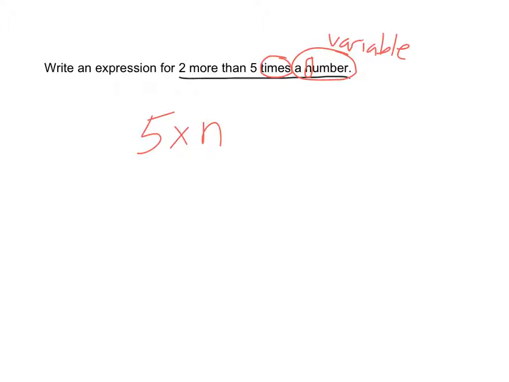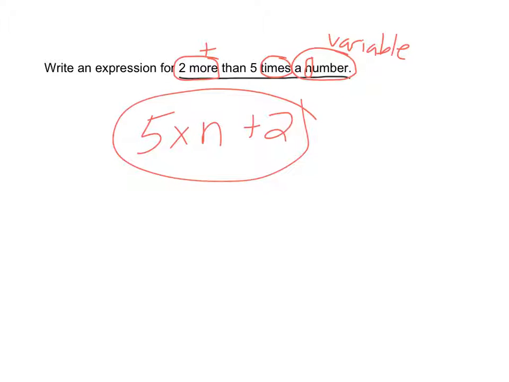So to finish that, now we're going to do 2 more than that. When you hear more, we think of plus. So we're going to add 2. So 2 more than 5 times a number would be 5 times N plus 2. And when we want to write this, we don't need the times in there. We can get rid of it, and we would say 5N plus 2.